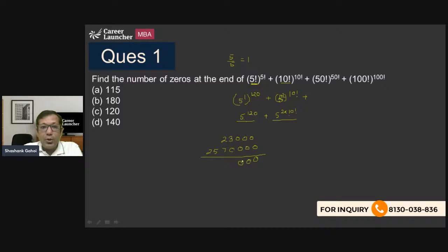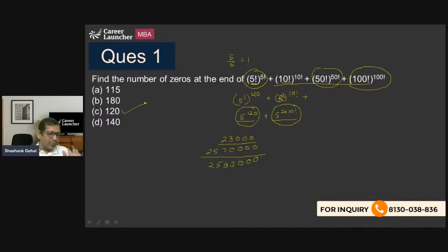So what is the total number of zeros in the summation? That is determined by the number that has fewer zeros. So this has 120 zeros. This has more than 120 zeros. This has even more zeros, and this has the most zeros. So the number of zeros at the end of this expression is going to be determined only by this. The rest is pretty useless. So the answer of this question is option C, that is 120.